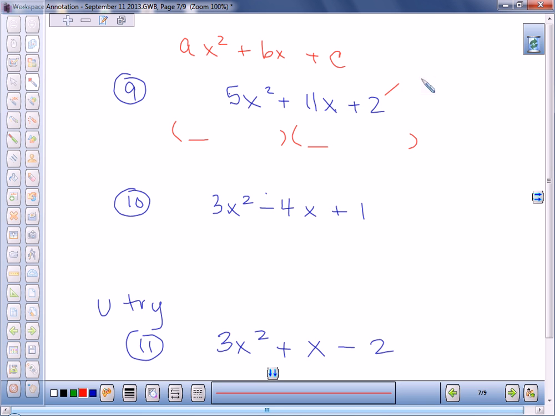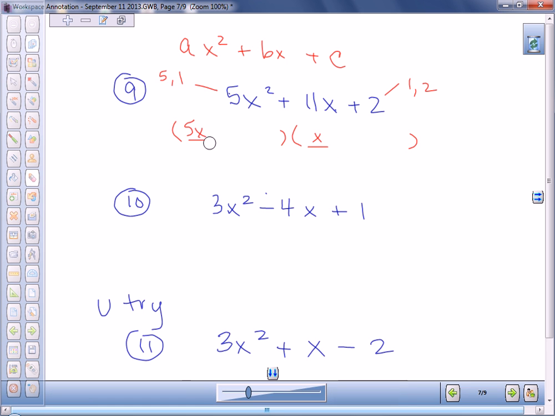And ooh, I gave you a prime number here, didn't I? 5. 5 and 1. So there's only one way to divide these up. 5x, 1x. That's the only way to get 5x squared, right? But now I have to play a little.